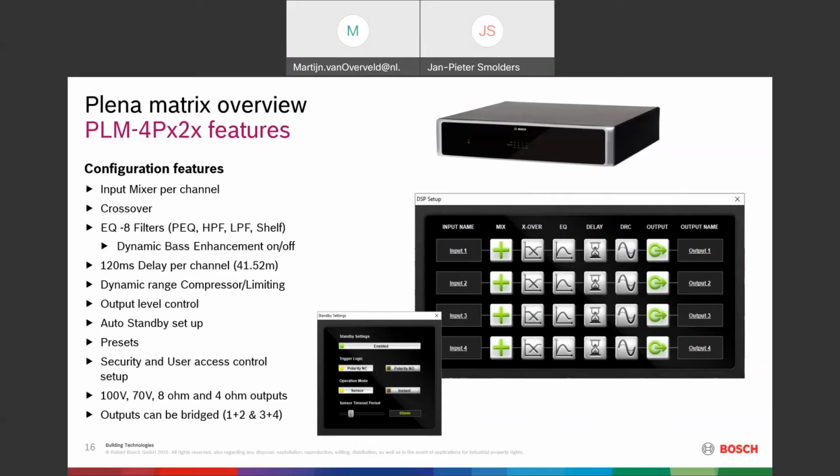You can assign the presets on the PC in your configuration, and later on you can select that on, for instance, your iOS device. Also security access for your configuration. And also a nice thing about these amplifiers is that they have 100 volt outputs, 70 volts, 8 ohm and 4 ohm outputs on each amplifier channel. So that's convenient. You can use a wide range of loudspeakers and connect to this amplifier. And the last thing, you can also bridge these outputs, so you can combine 2 amplifier channels to one.